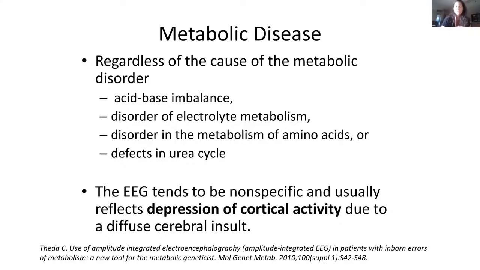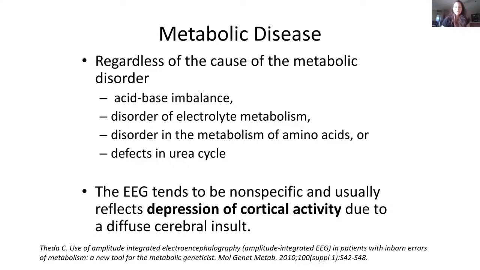And what she found in this paper, and it's a great review of looking at babies with inborn errors of metabolism, is that regardless of the cause of metabolic disorder, so whether it's acid-base, whether it's electrolyte, whether it's amino acids, or just urea cycle problems, it didn't really matter what the cause was, almost always caused a non-specific depression in cortical activity. And this was really a reflection, makes perfect sense, of a diffuse cerebral injury. These metabolic situations are causing an overall sick brain, which causes this overall suppression of activity, matching the presentation of the baby, right?